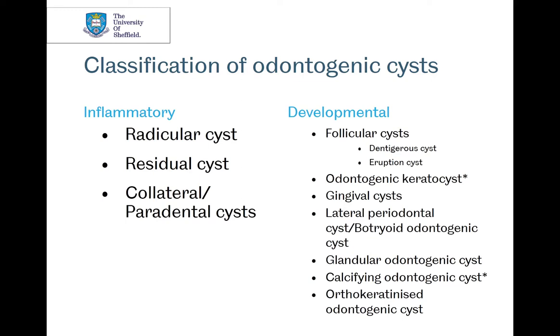Then there are the developmental cysts, and there are a large number of them. The follicular cysts are by far the most common, but there are others, some of which, the nature of which is not entirely clear. For example, the odontogenic keratocyst and the calcifying odontogenic cysts, as you will see, have asterisks beside them, and they're ones of which there is some controversy about whether they might actually be odontogenic tumours.